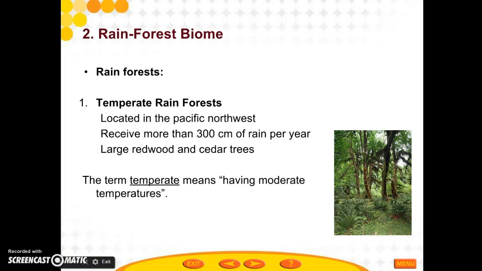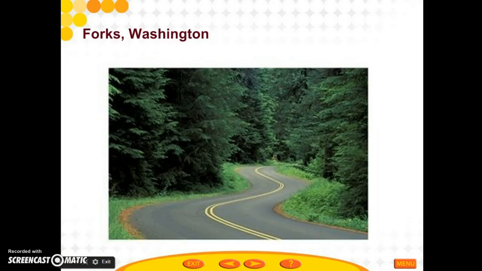So even though it's a rainforest, a lot of times we'll find these up in like the Pacific Northwest, and it's like 70 degrees year round, but it rains almost every day. So the characteristic here is rain in the rainforest. Temperate rainforest, temperate temperatures. An example would be Forks, Washington.